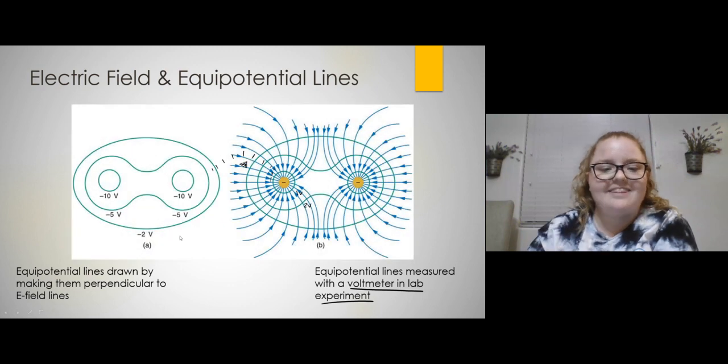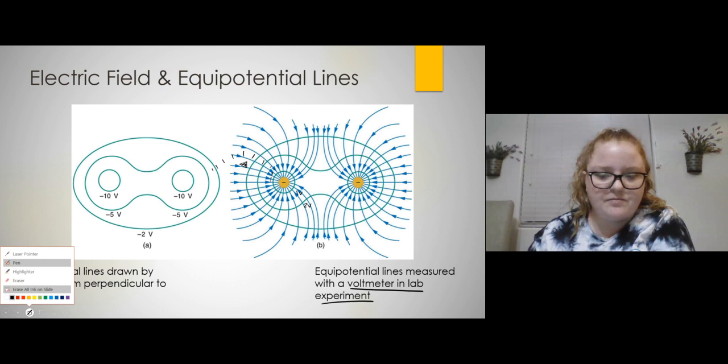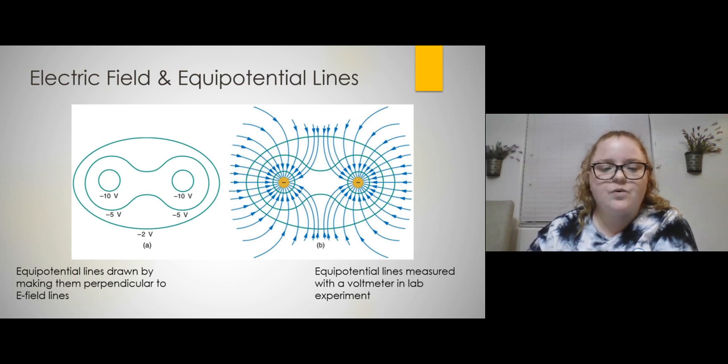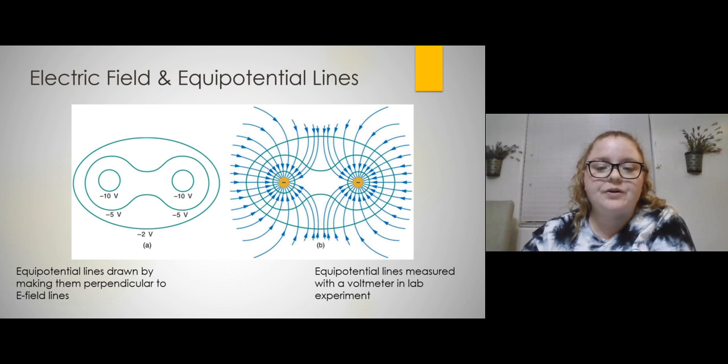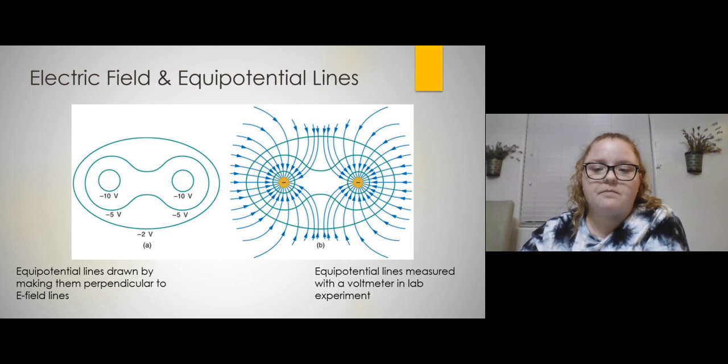Oops. Let me erase the ink. This is another example. Sorry, these are with two charges that are the same. So these are the same signs. We have a negative and a negative here, and we do the exact same thing. Remember that opposite charges attract, but same charges will repel.